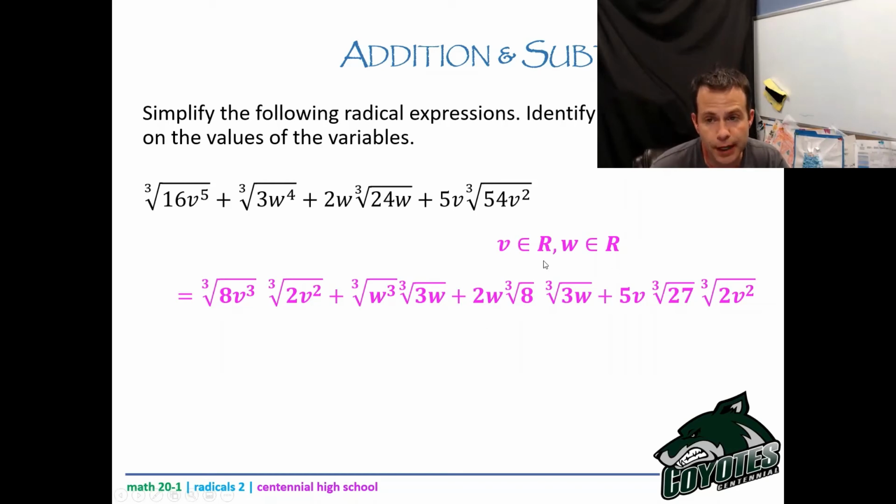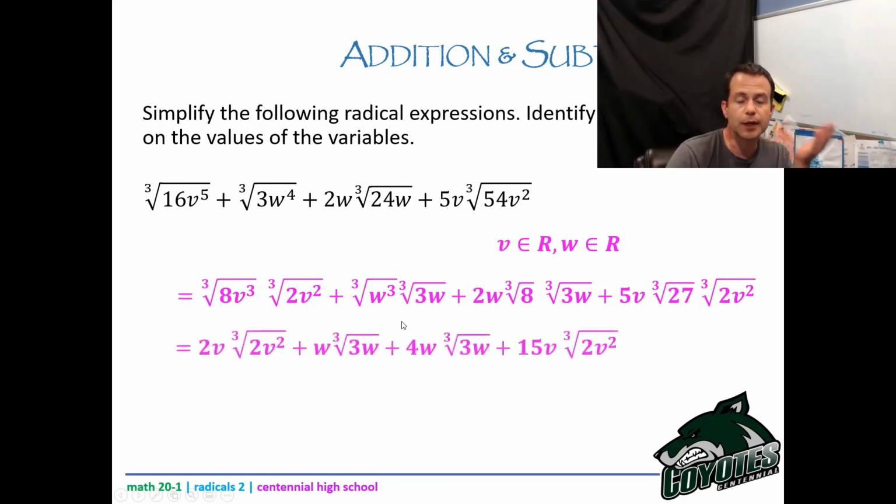In this third guy, I know the cube root of 8 is 2. So then I'll multiply that by the 2w. So this will be 4w cubed root of 3w. And then in the last guy, I know the cube root of 27 is 3. That'll get multiplied by the 5v. So that'll give me 15v cubed root of 2v squared. Okay, and so that's what I've done here.